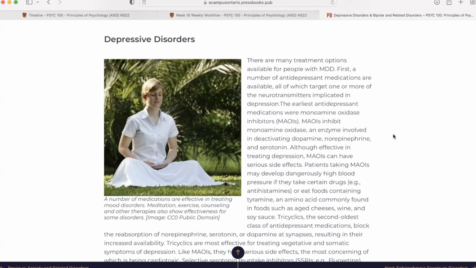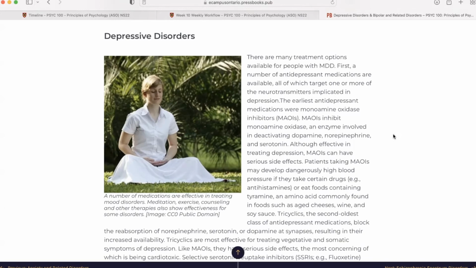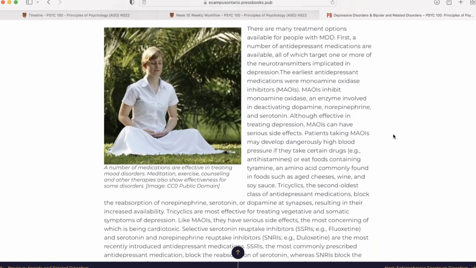Although effective in treating depression, MAOIs can have serious side effects. Patients taking MAOIs may develop dangerously high blood pressure if they take certain drugs, for example, antihistamines, or eat foods containing tyramine, an amino acid commonly found in foods such as aged cheeses, wines, and soy sauce.